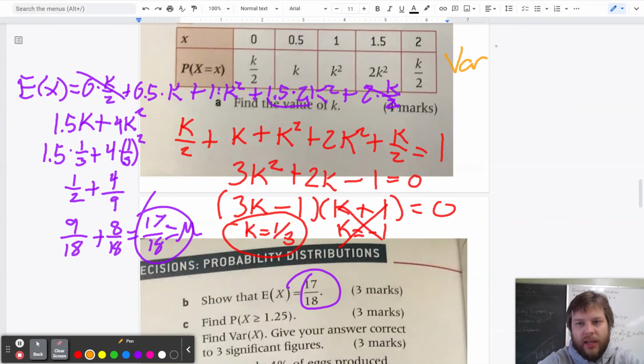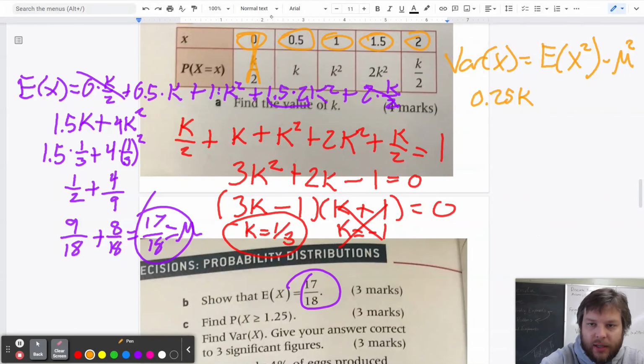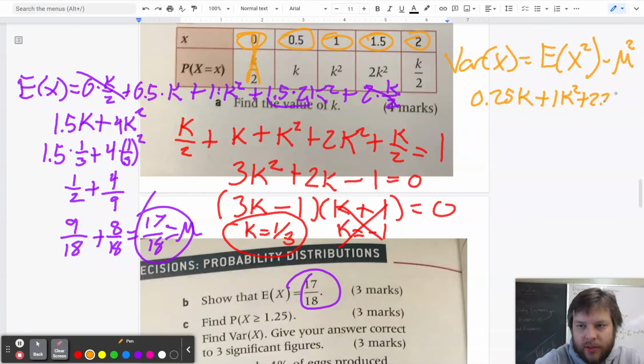I'm going to use the idea that that's equal to the expectation of x squared minus mu squared. And so the expectation of x squared, I'm going to square each of these x values and multiply it by the probabilities. So now we have 0.25k. I'm going to skip the 0 because that's going to just x that out anyway. So 0.25k plus 1k squared plus 2.25 times 2k squared plus 4 times k over 2.